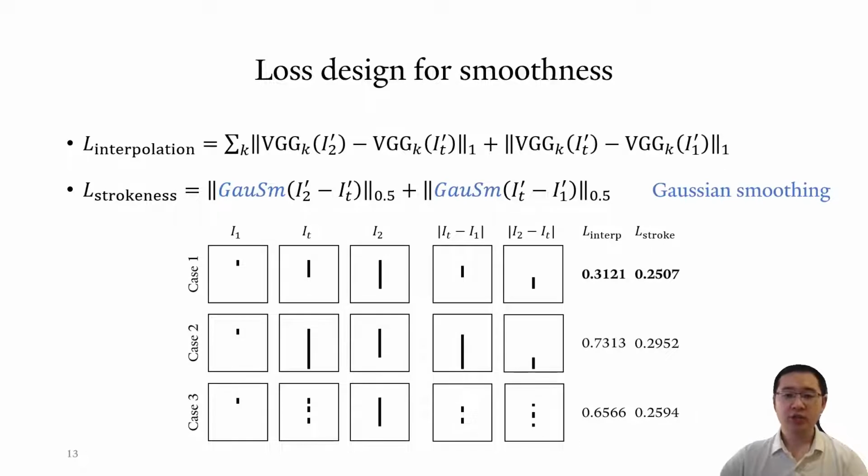The strokeness loss uses the square root of a Gaussian blurred version to penalize fragmented segments. This is based on our observation that Gaussian smoothing produces more non-zero pixels when the pixels from the input image are more separate from each other. Our design of these two new loss terms will make the network prefer the ideal case 1.